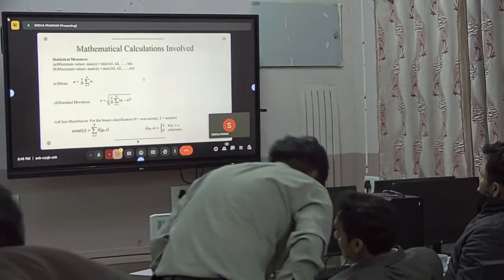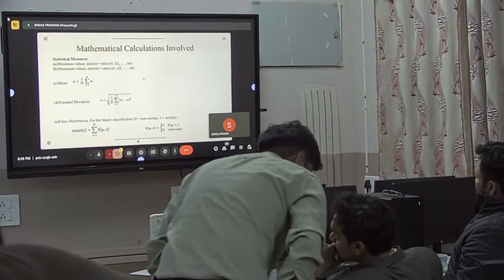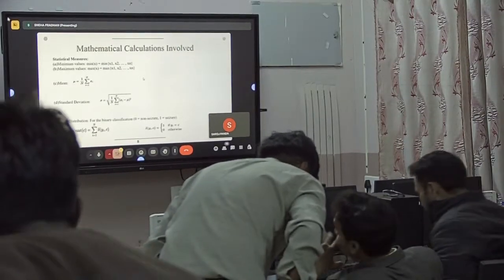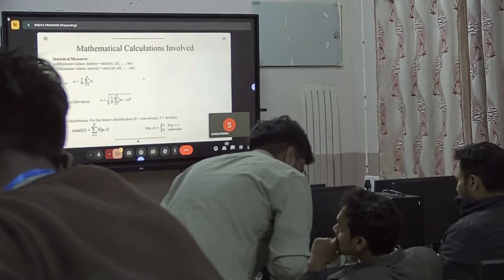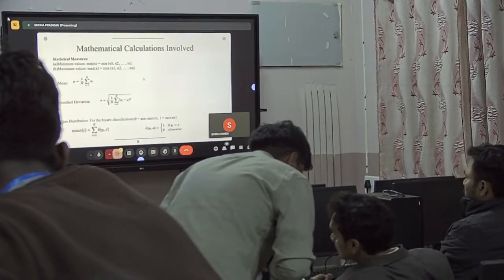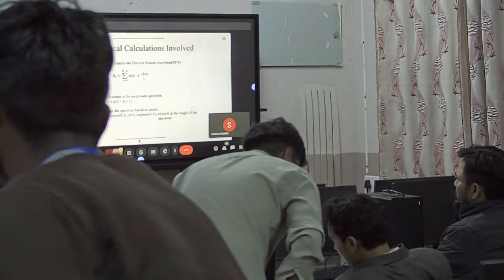So we have used various statistical measures. These are the mathematical calculations that are involved. First of all, the calculation of minimum and maximum value. Then we have mean, standard deviation, and frequency domain characteristics for the peak detection. The fast Fourier transform is used to calculate the spectra, followed by the peak detection for segmenting.